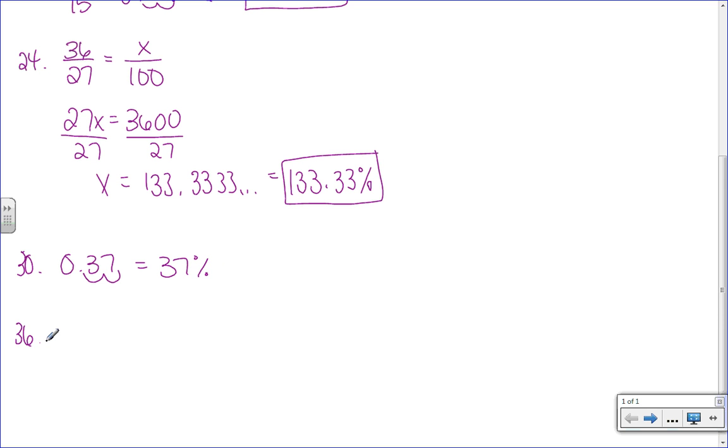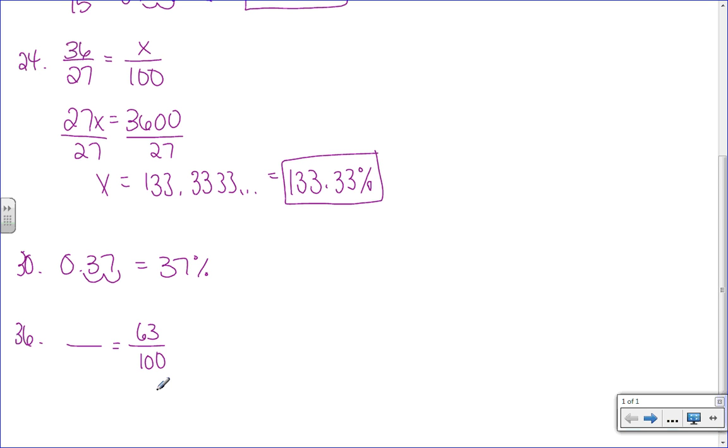The next even problem is number 36. It says use the percent proportion to solve each problem. We want to know what is 63% of 130. Okay, so this one we will do with a percent proportion. We know that the percent always goes over 100.